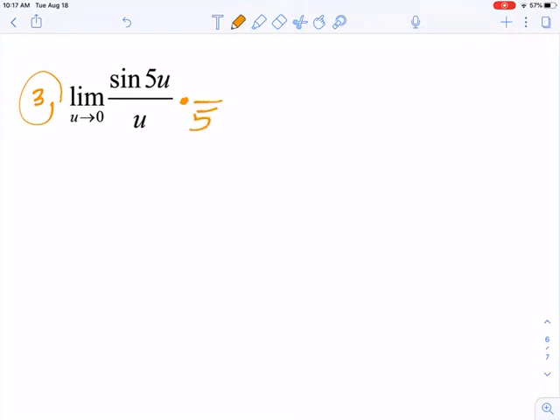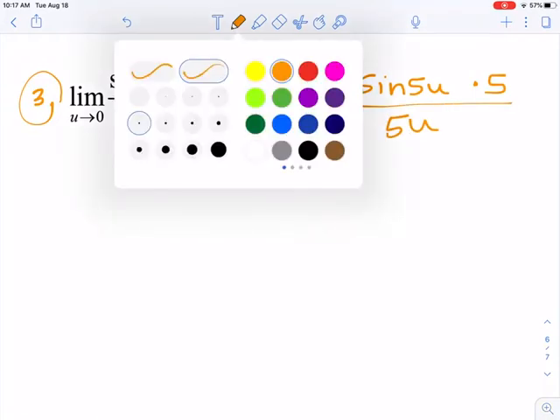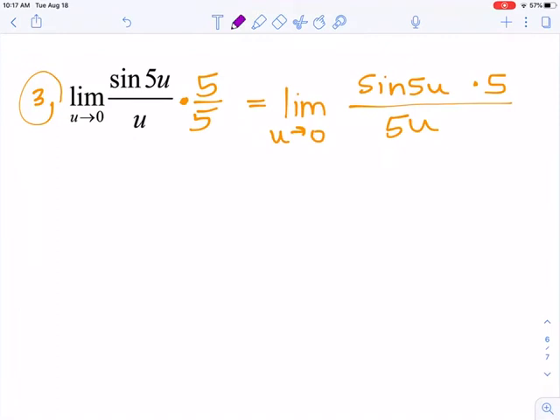So let's multiply it by 5. But I can't just multiply the denominator by 5. We have to multiply by 1 so that we don't change the limit. So I'm going to multiply by 5 over 5. So we have the limit as u approaches 0 of sine of 5u times 5 all over 5u. Well, now this sine of 5u over 5u, as u approaches 0, we know that's going to go to 1 because that's our special limit. And now we have 1 times 5.